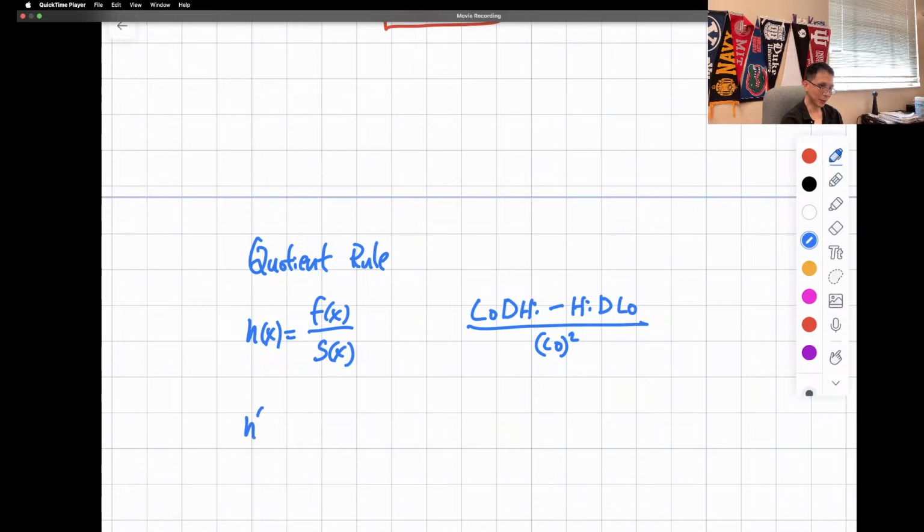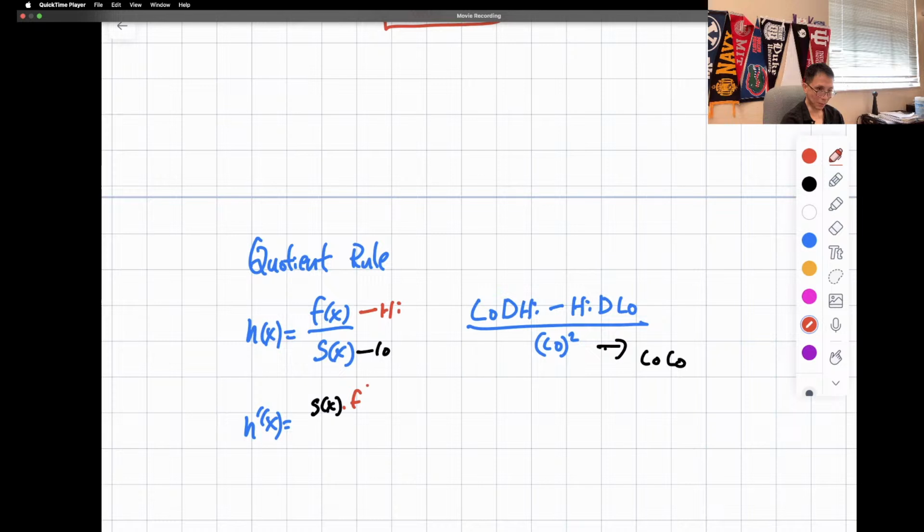So how do I take a derivative of this? You're gonna follow the exact same way, except we're gonna call this the high, and this is the low. Is that okay? Low d high. Low times low. Okay, so low is gonna be g of x here. Is that okay?